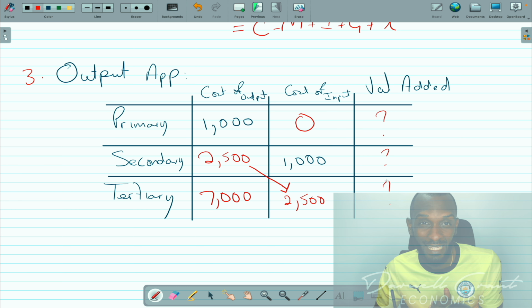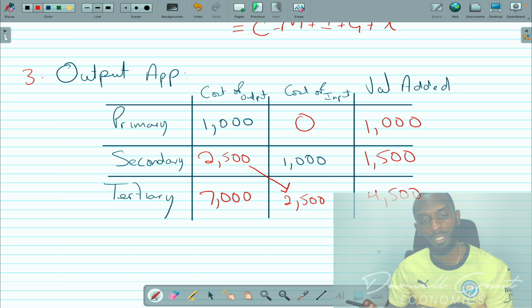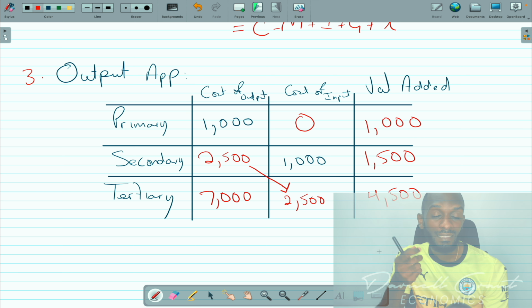Great. In this case, moving from 0 to 1000, the primary sector added a value of 1000. In this case, in the secondary sector, it moved from 1000 to 2500, so it means they would have added a value of 1500. And in this case, moving from 2500 to 7000, it means they would have added a value of what, 4500? Great. The question is, what column here would you take as something that counts for the GDP of a particular country? And remember, GDP tries to calculate the final value of goods and services produced within the boundary.